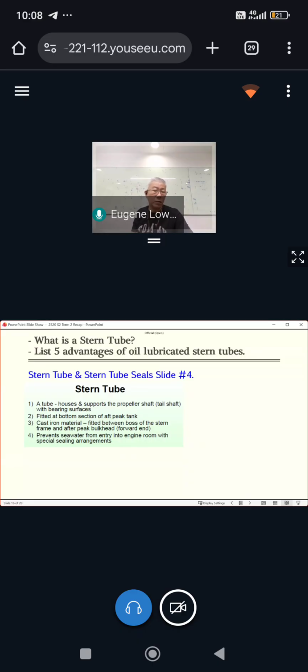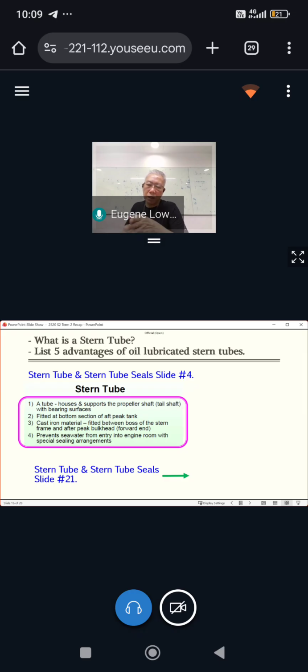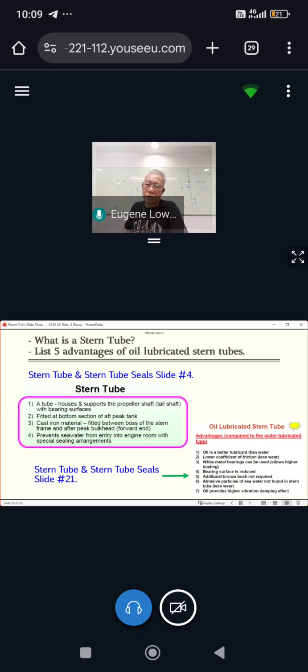Okay. So once again, the tube houses and supports the propeller shaft with bearing surfaces, fitted at the bottom section of the aft peak tank, cast iron material, prevents seawater from entry into the engine room with special sealing arrangement. Okay, so you can paraphrase it. But this is what you need to describe a stern tube. Okay, 5 advantages. How many? You have 7 to choose from. Okay, advantages compared with water lubricated stern tubes.